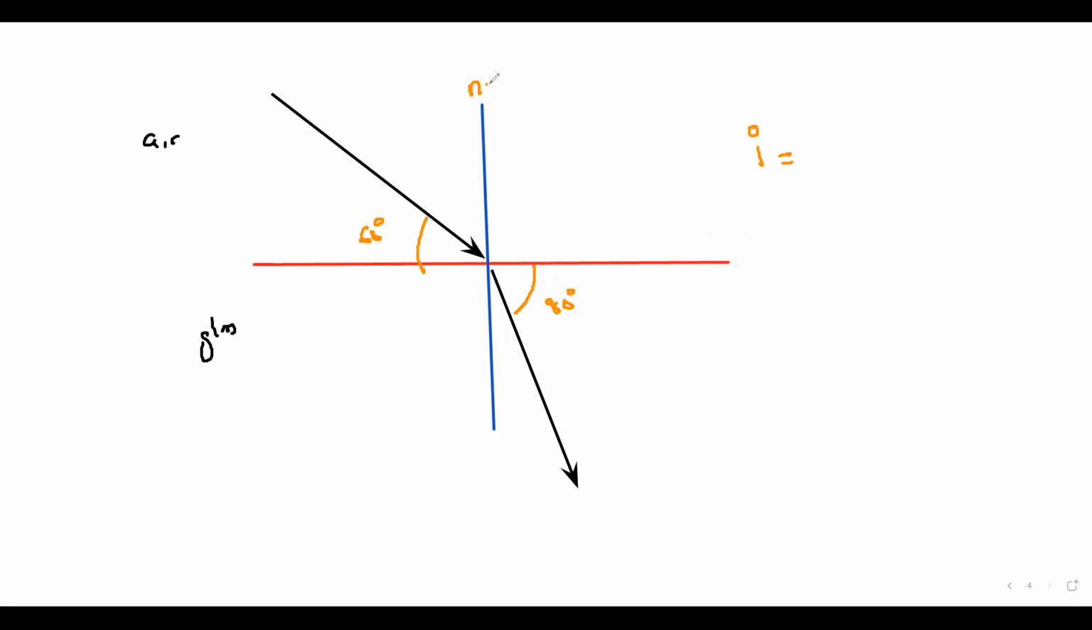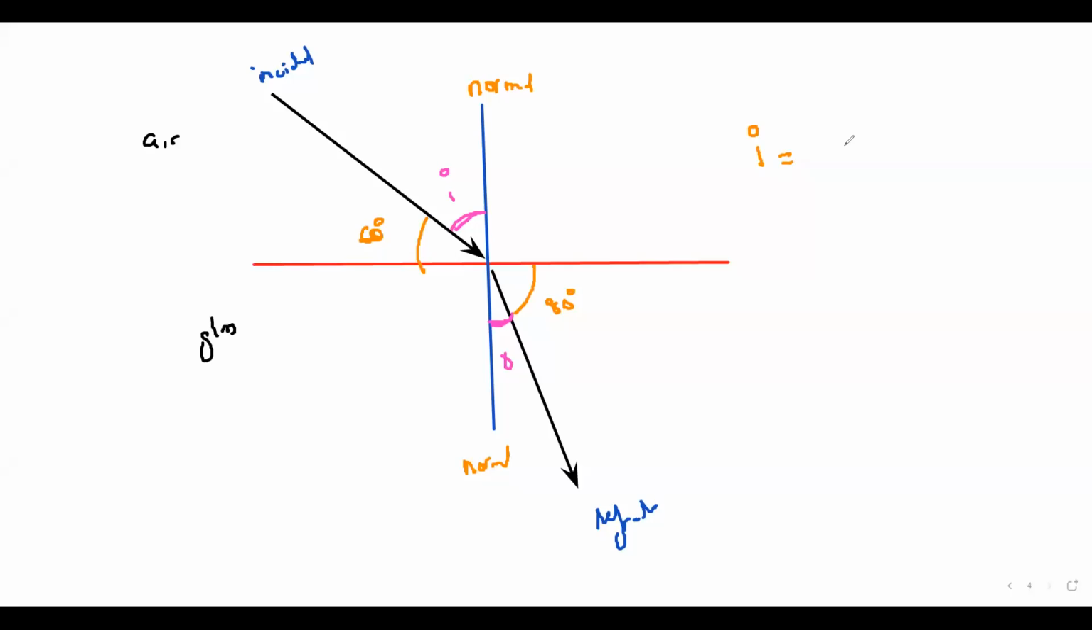Angle of incidence or angle of refraction is always measured from the normal. So this is an incident ray, and this one is a refracted ray. The angle between the incident and the normal is called the angle of incidence. The angle between the refracted and the normal is known as the angle of refraction. So what is the angle of incidence here? If the angle between the surface and the incident is 60, what will be the value of the angle of incidence? So it will be 30 degrees.